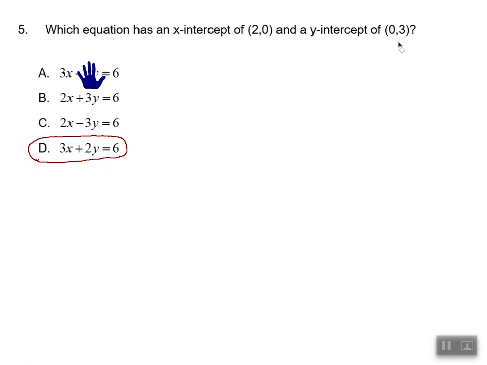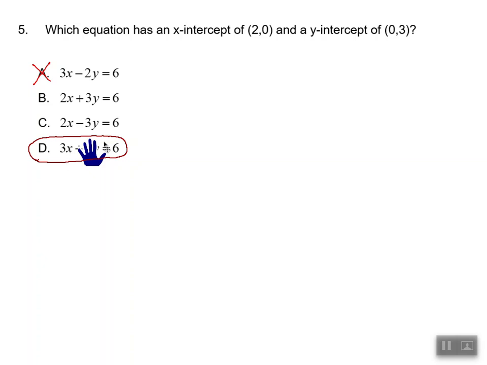But does it have a y-intercept of 0, 3? I'm going to cover up the x term, and I'm going to see negative 2y equals 6. Well, negative 2 times 3 is not 6, so I know that answer choice A was not correct. I'll put an X through that one. But I did know that 3x had to be true, so the only other choice that had a 3x is D.